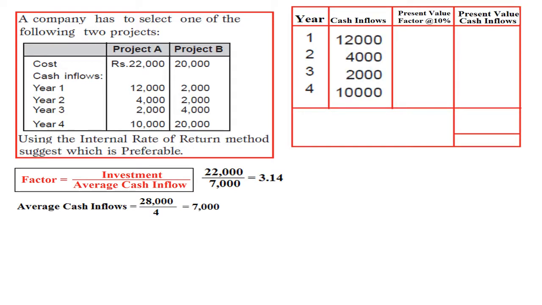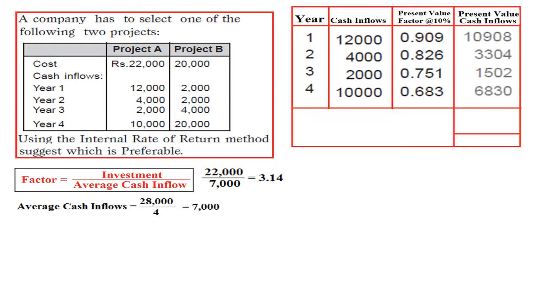Present value factors will be available in the table, or you can calculate them by the mathematical formula. Regarding that, a video is already made, so I will share that link also. So 0.909, 0.826, 0.751 and 0.683. These are the present value factors at 10%. So multiply with cash inflow, you will get the present value of cash inflows, that is 12,000 into 0.909, 10,908; 4,000 into 0.826, 3,304; and so on we will get for 4 years.